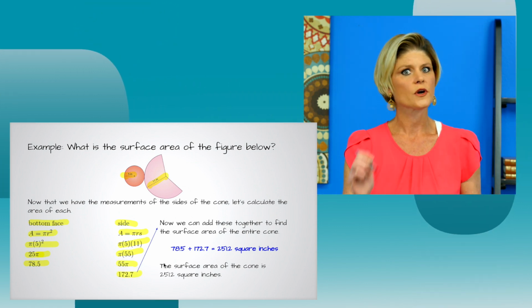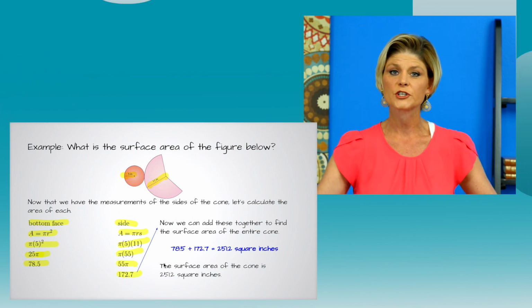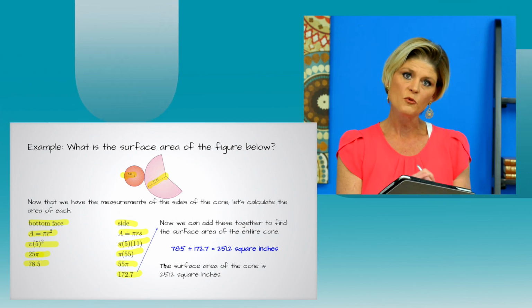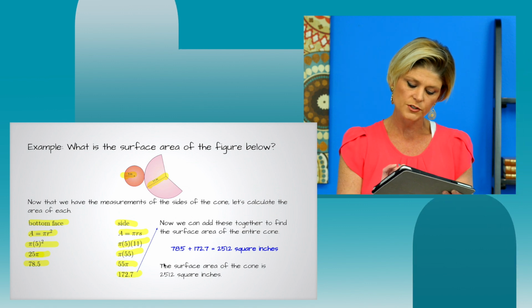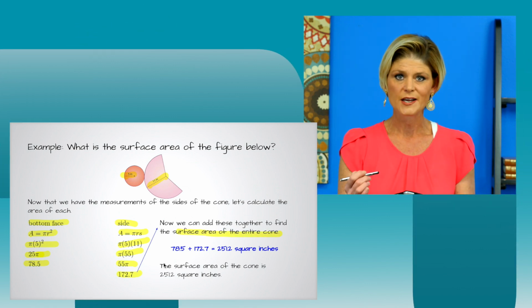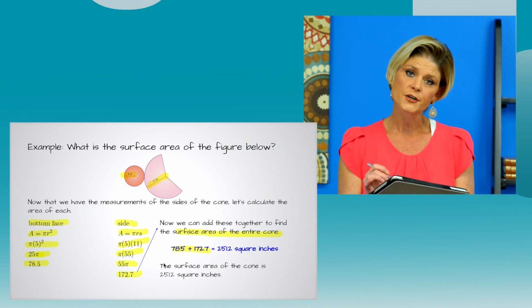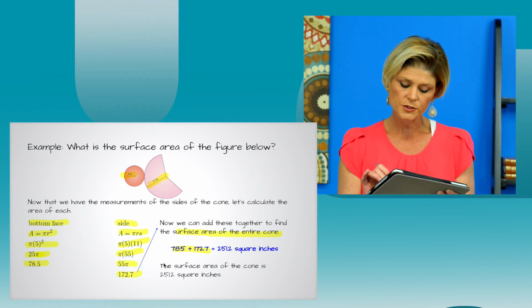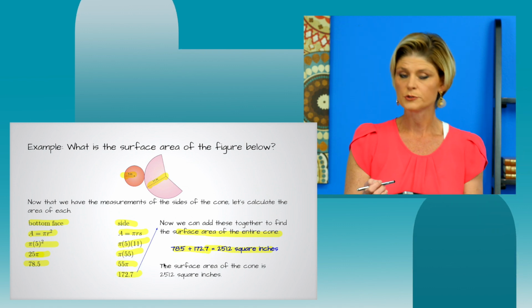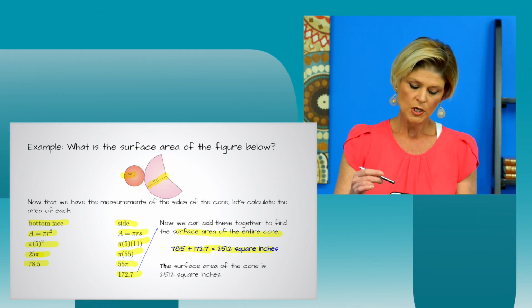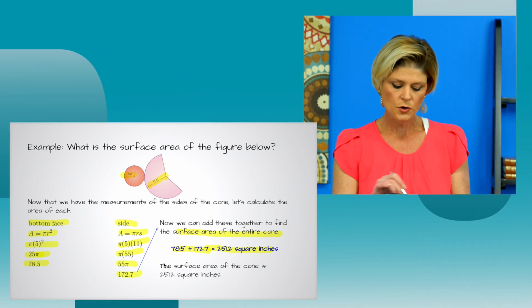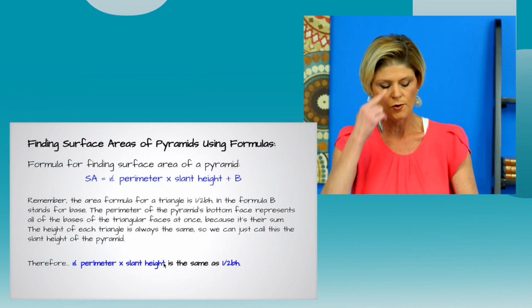But wait, we're not done yet. Those are the measurements for each of the pieces. So now we need to add them together to find the surface area of the entire cone. Okay, so we have 78.5 plus 172.7 equals 251.2 square inches. So it's really not that difficult if you can just memorize those formulas.